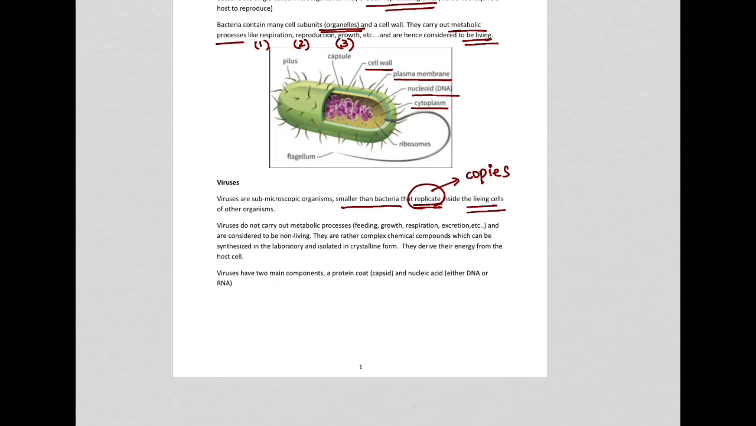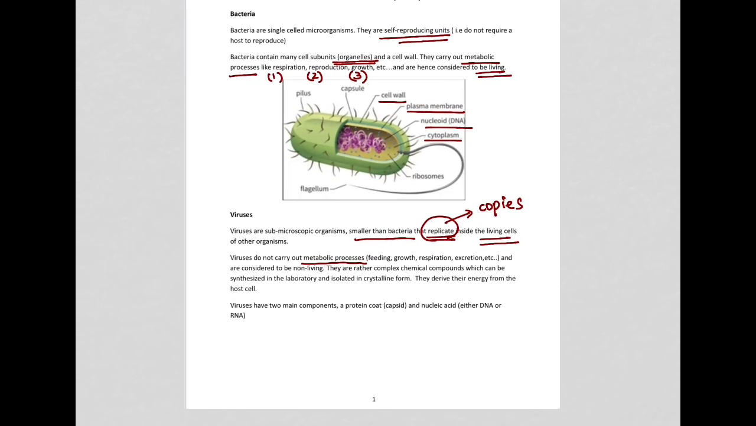Viruses do not carry out metabolic processes. They do not feed, they do not grow, they do not undergo excretion or respiration. So these are metabolic processes. These are processes that allow us to classify something as being a living thing. So we consider viruses to be non-living things because they will not carry out these metabolic processes. Their aim is only to replicate themselves.